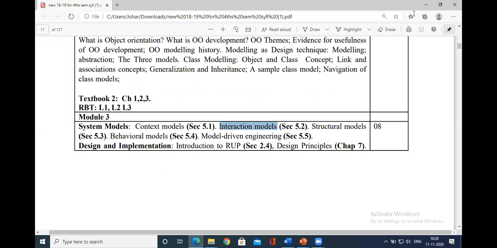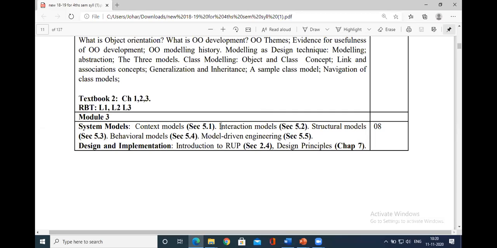When I say an interaction model, it could be represented by using two situations. That is by using a use case, and also we have a sequence diagram. That is the interaction model. Similarly, when you say a structural model, it represents a class model. When I say class model, once again I repeat, the context model represents the whole as a system.